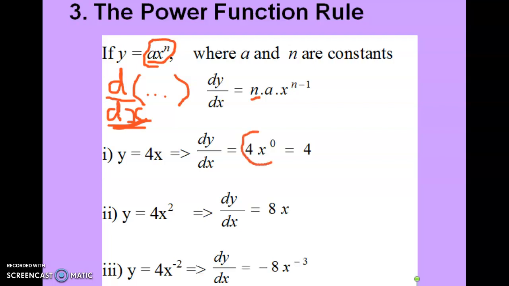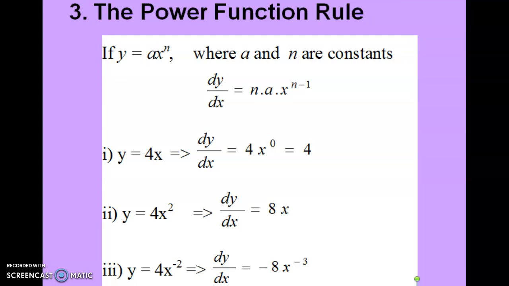Here they've just shown proof of what we did the other time. 4x to the power 1, bring down the 1, x to the power 1 minus 1 which is x to the power 0, which is 1, and we get our 4. x squared here, bring your 2 down. 2 multiplied by 4, 8. 2 minus 1, 1. Then we get our 8x. Then item 3, bring your minus 2 here. Minus 2 multiplied by 4, we get minus 8. Minus 2 minus 1, we get minus 3. So it becomes minus 8x to the power minus 3, right? We continue.